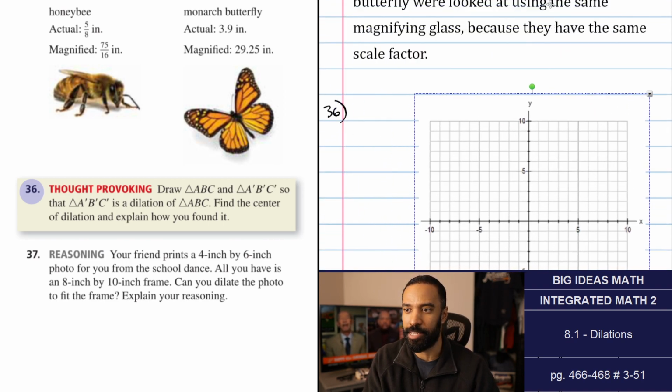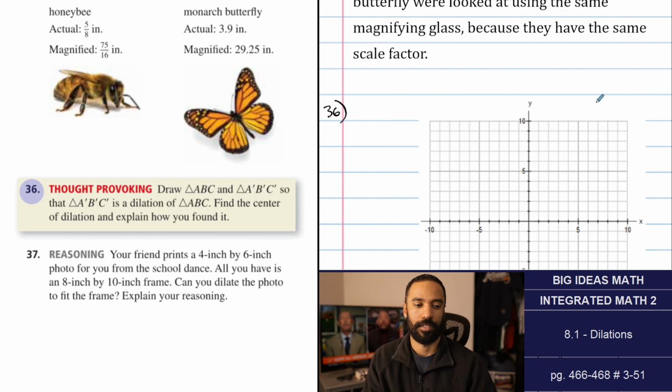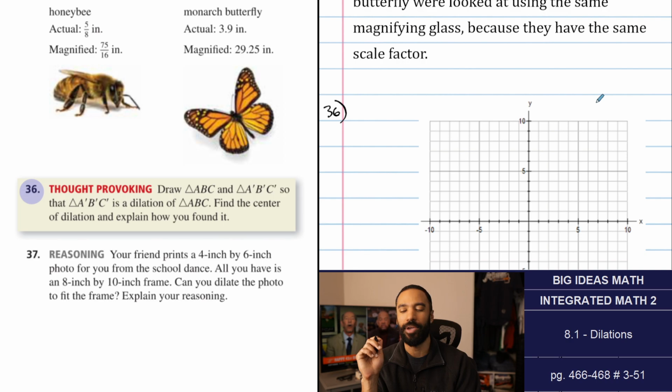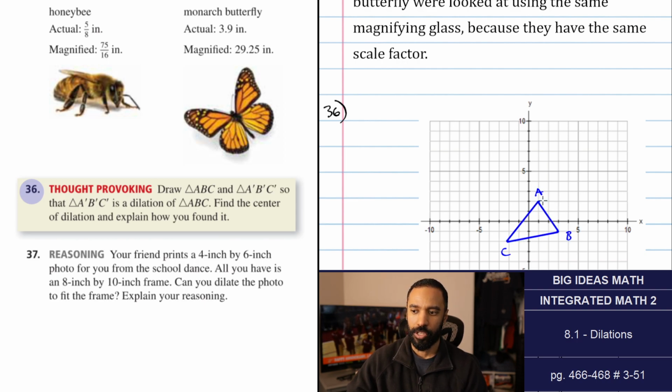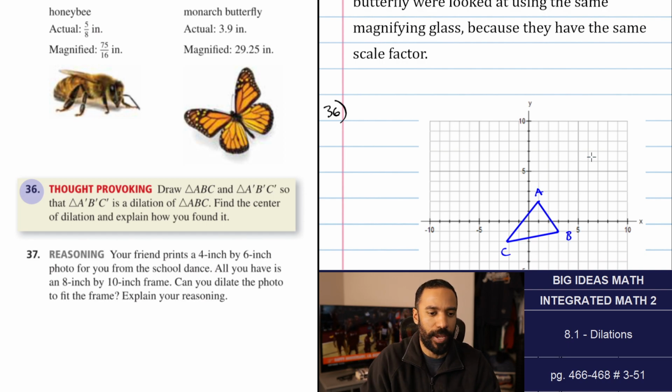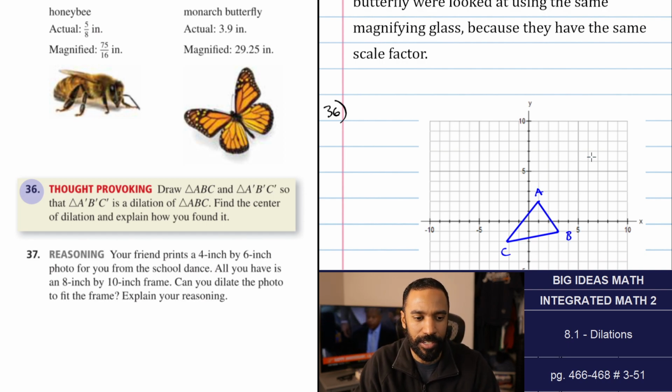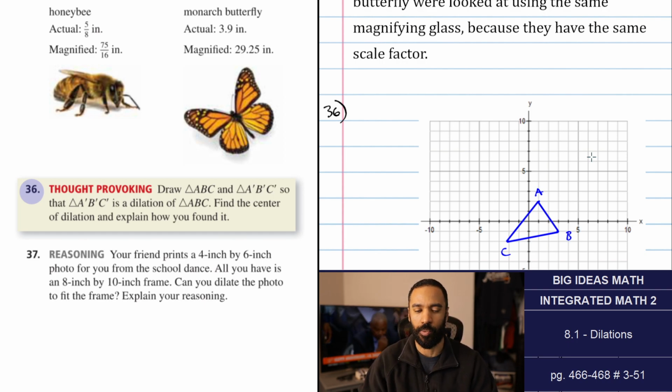So if I draw an ABC, oh boy, thought provoking is open ended, huh? So let's put A, B, and C. Sure, here's A, B, C. I don't know what they're having me do beyond making my own scale factor of 3, because you can do this one of two ways. You can either dilate from the center to create new, or create new and figure out where the center is. So I guess I'm drawing these so one's a dilation of the other.